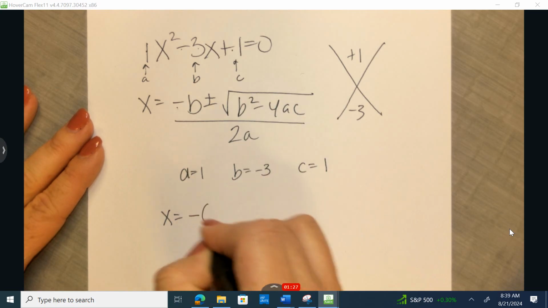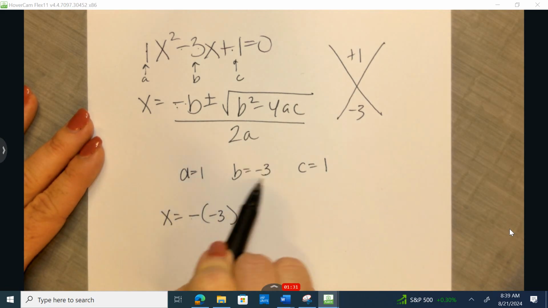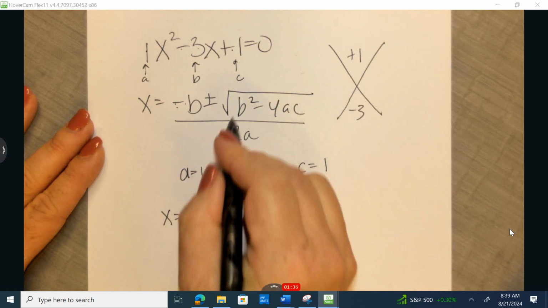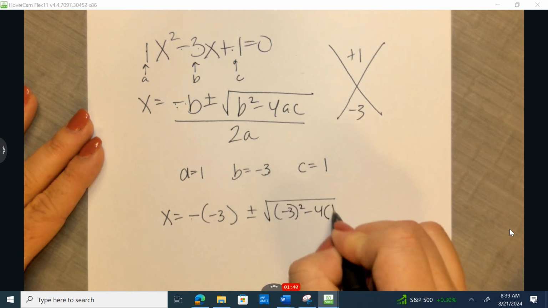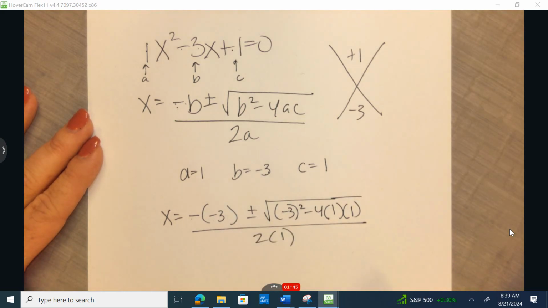There's the negative sign. In parentheses, I'm going to drop in a B. B is a -3. Notice there's the negative sign. My B is a -3. I know two negatives make a positive. I'll come back to that later. Here, I'm going to put in parentheses again -3 squared minus 4AC, all divided by 2 times A.